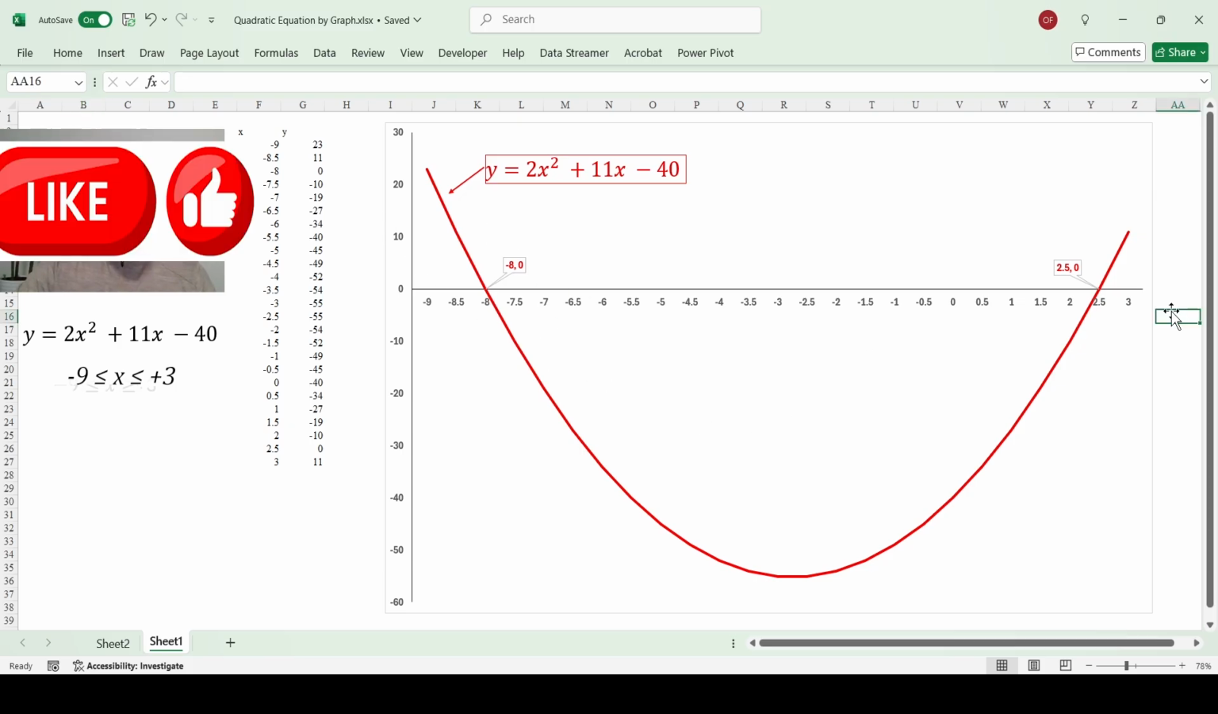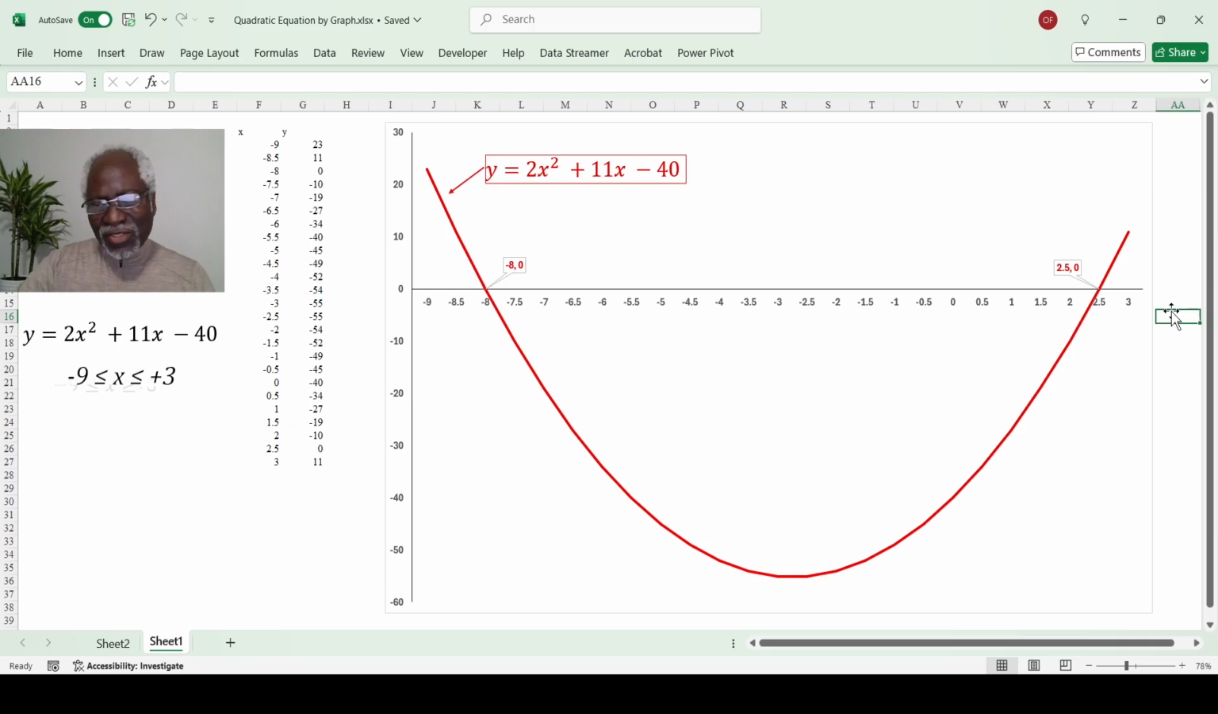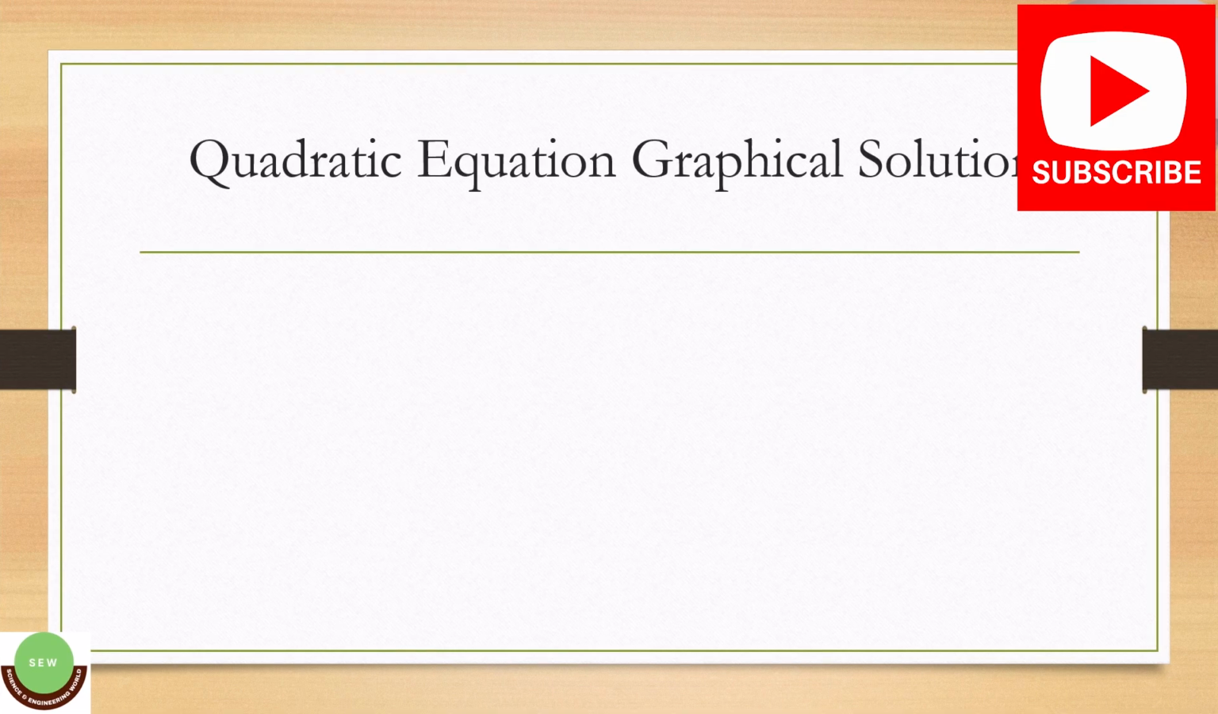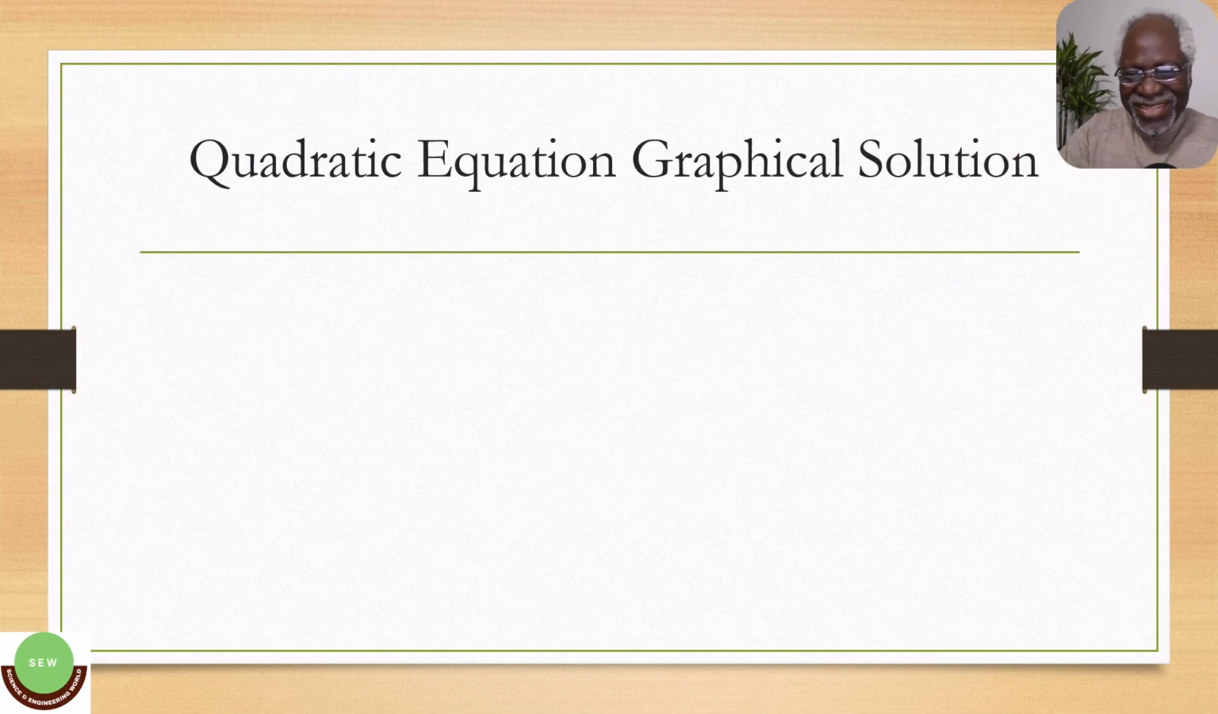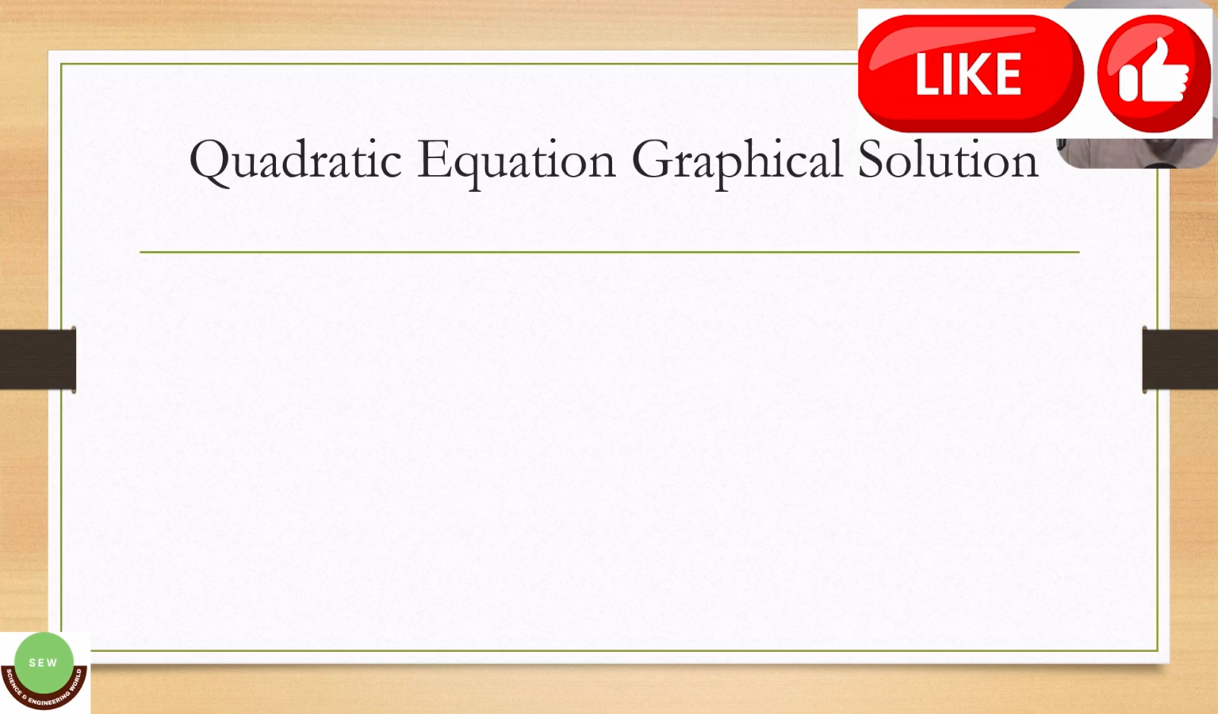And we can see again that the roots of this equation are -8 and 2.5. 2.5 is 5/2. Wow. That was quick, easily done. QED. The exact simulation was very fast. That's number one. Number two, very accurate.